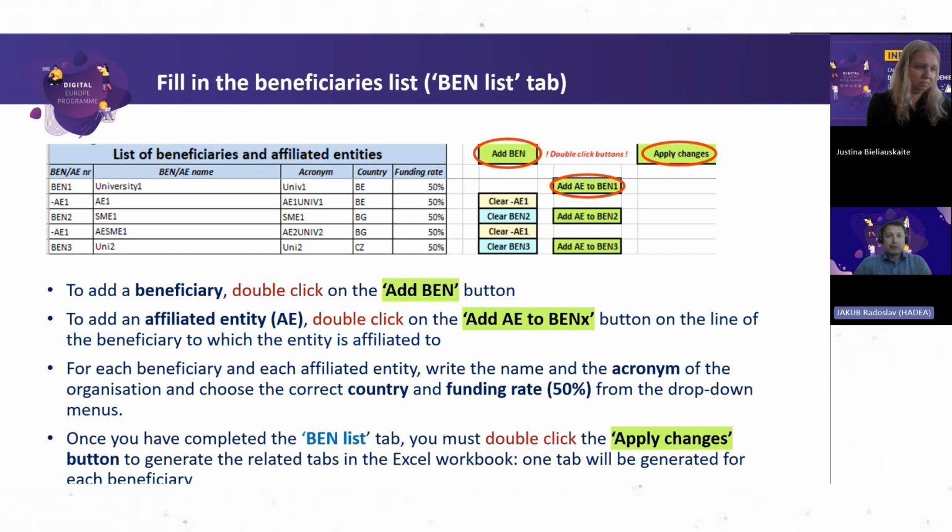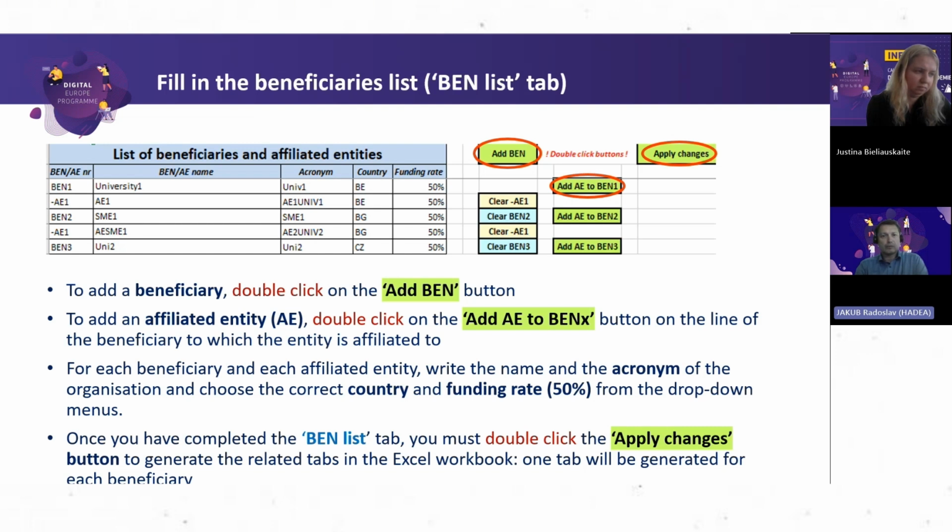So first, when you download the table, I would like to recommend you to start as early as possible to make yourself familiar with this detailed budget table. In Microsoft Excel, you will need to encode the beneficiaries. You have a tab called list of beneficiaries and affiliated entities. You will encode the name of the beneficiary, country, and the funding rate.